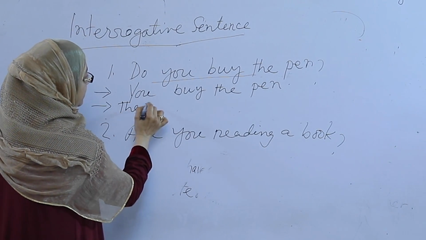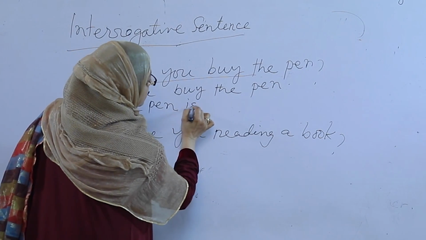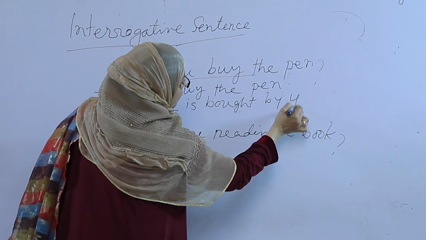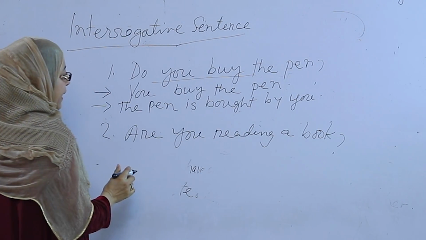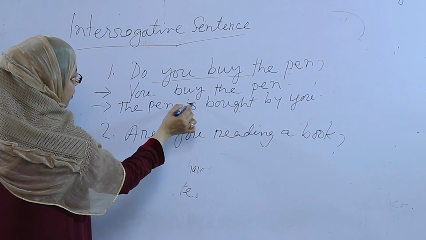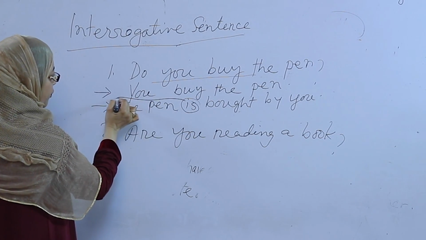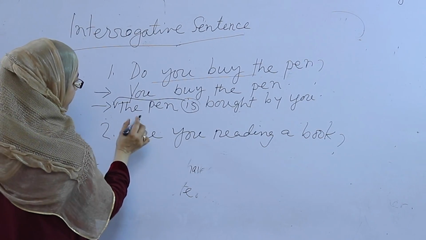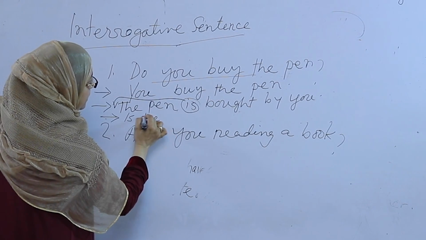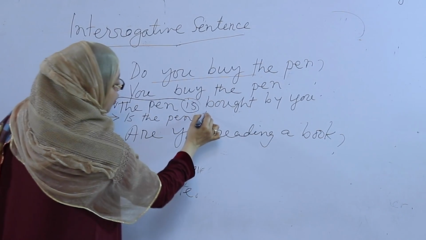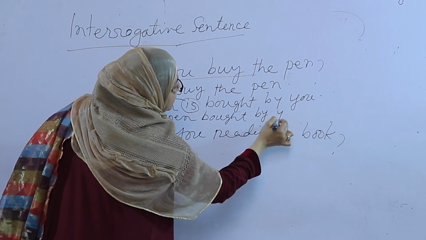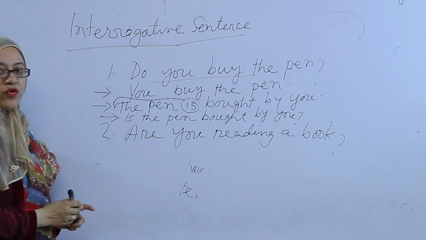The pen is bought by you. And if I want to change it into an interrogative form, then I only put the verb in front of the sentence. Is the pen bought by you? Is the pen bought by you?